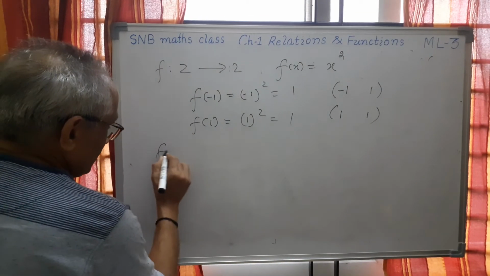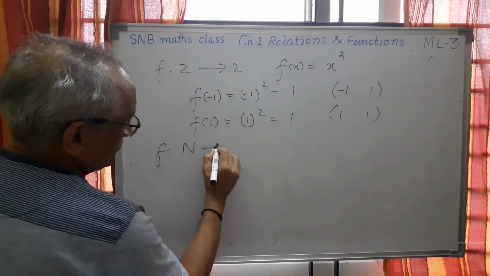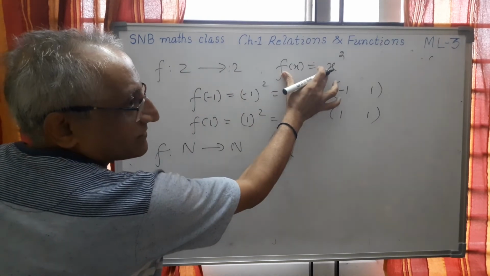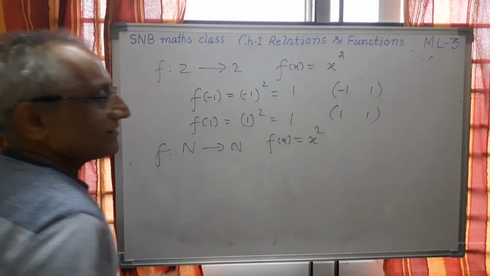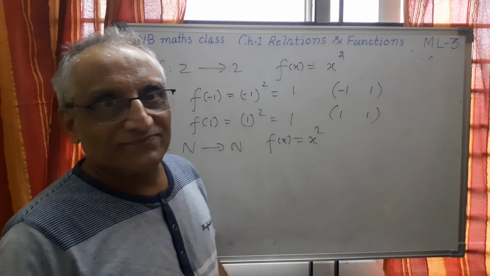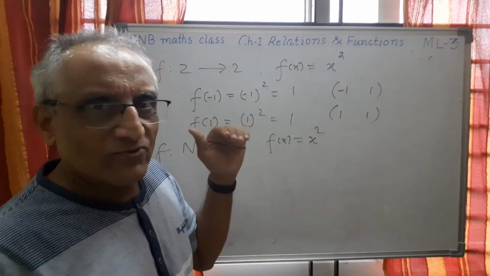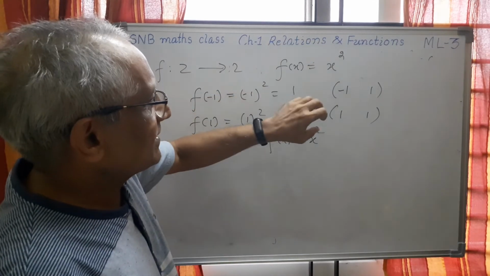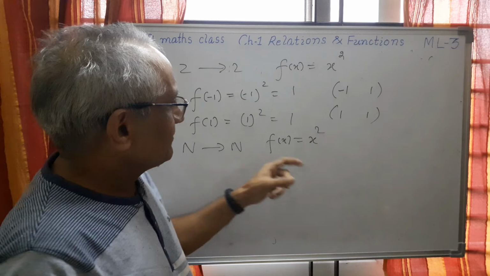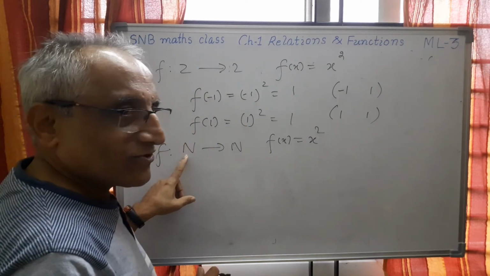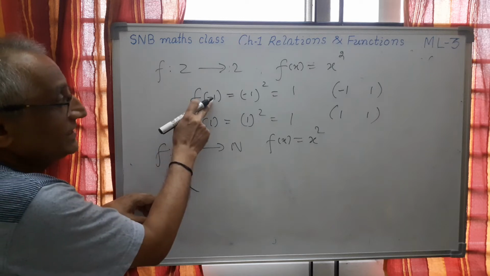Now I will give one more example here, just by changing Z to N. Definition of the function is same, f of x equal to x square. Now is it one-one? Why am I giving this function? Because sometimes as students, we remember only this much. In the class, the teacher has told f of x equal to x square is not one-one. But if you take this as the domain, it is one-one, because N does not contain negative integers.